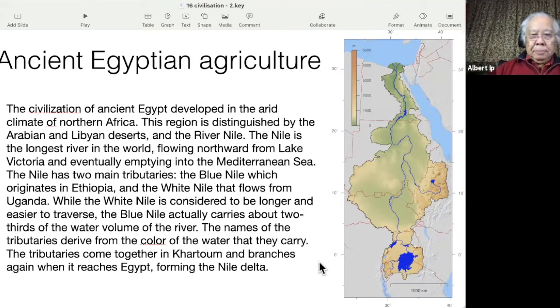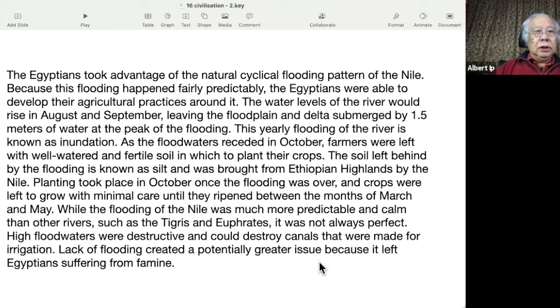So they come together at a place called, I can't pronounce it, and branch again when it reaches Egypt. Because of this branching, the Nile Delta is very rich and very fertile. So the Egyptians take advantage of this natural cycle. Because this flooding happened very predictably, the Egyptians were able to develop their agricultural practice around it.